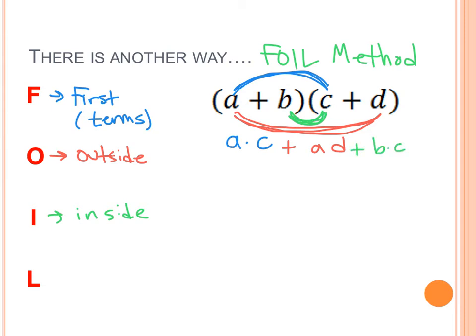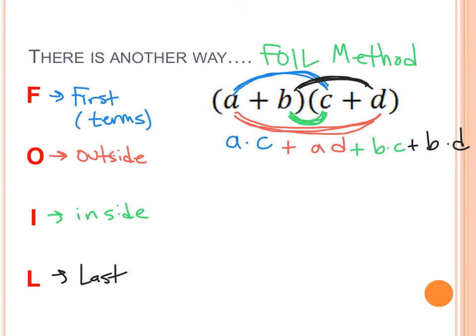So BC. And then finally what we would have is our last terms. So I look at the two last terms. So in this case B and D. Multiply those together and add those to our list, and we get B times D. So the idea of this whole FOIL method is just a little bit easier to add those together and multiply them out.